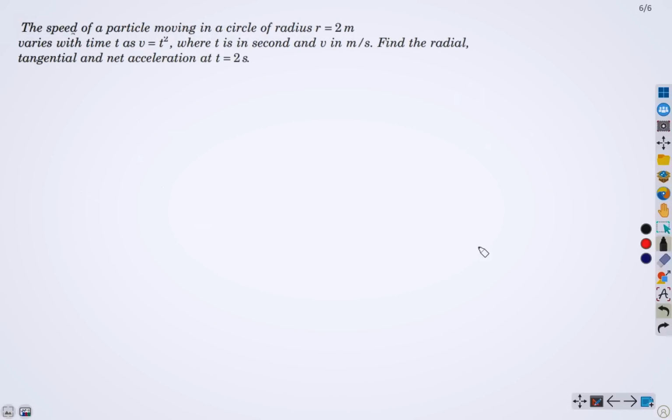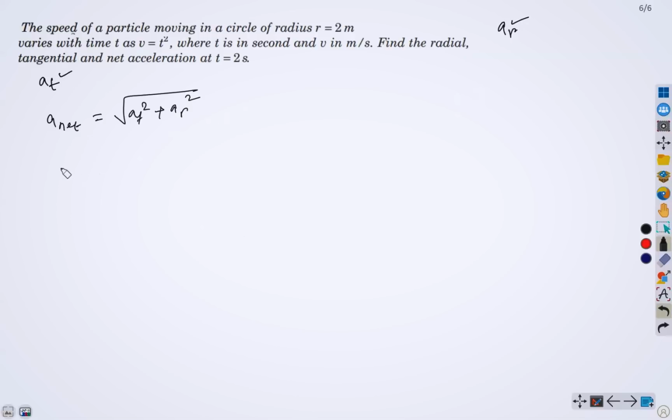Okay, given the speed of a particle moving in a circle of radius r equals 2 meter varies with time as v equals t square, where t is in second and v is in meter per second. So find the radial, tangential and net acceleration at t equals 2 seconds. So here we have to determine the radial, that is AR, and the tangential, that is AT. Also the net acceleration. Yes, we know A net is the root of AT square plus AR square, right? So once we determine AR and AT, A net will follow automatically.